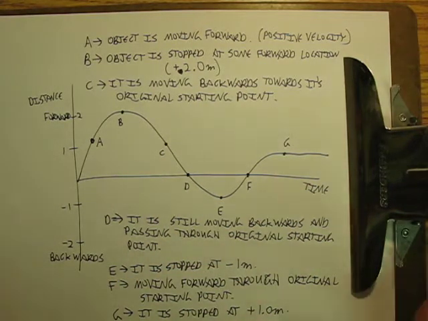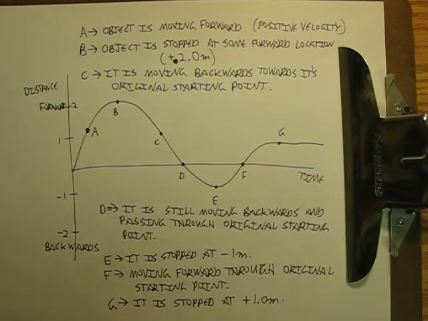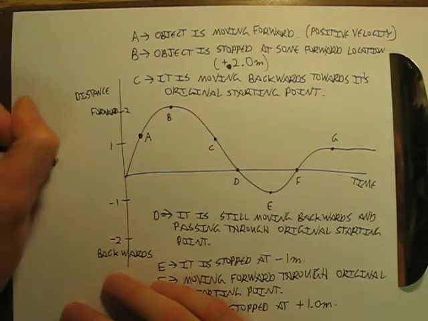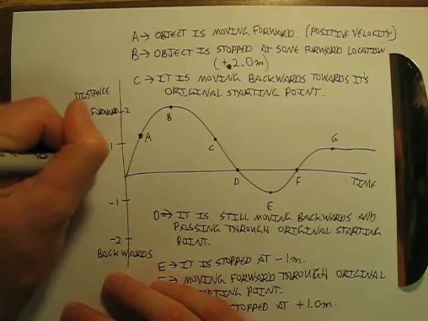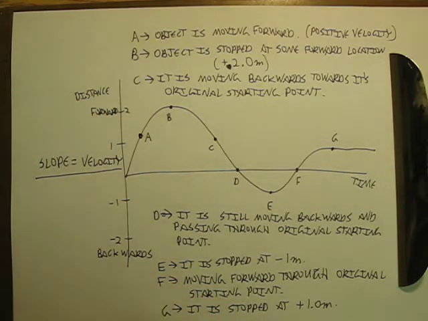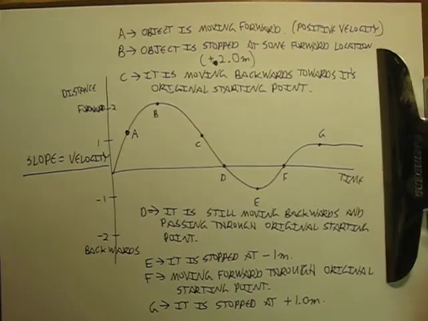Okay. That's distance and time. So slope in a distance time graph, the slope equals velocity.